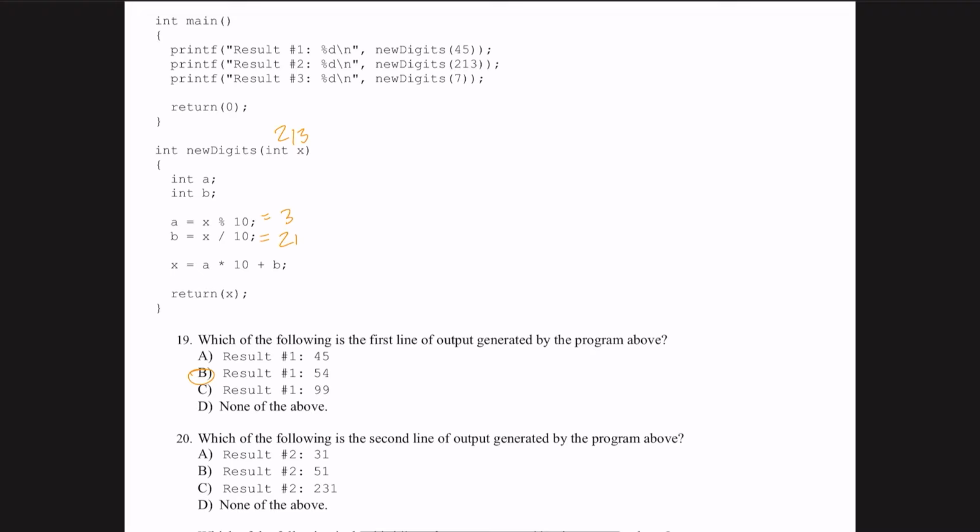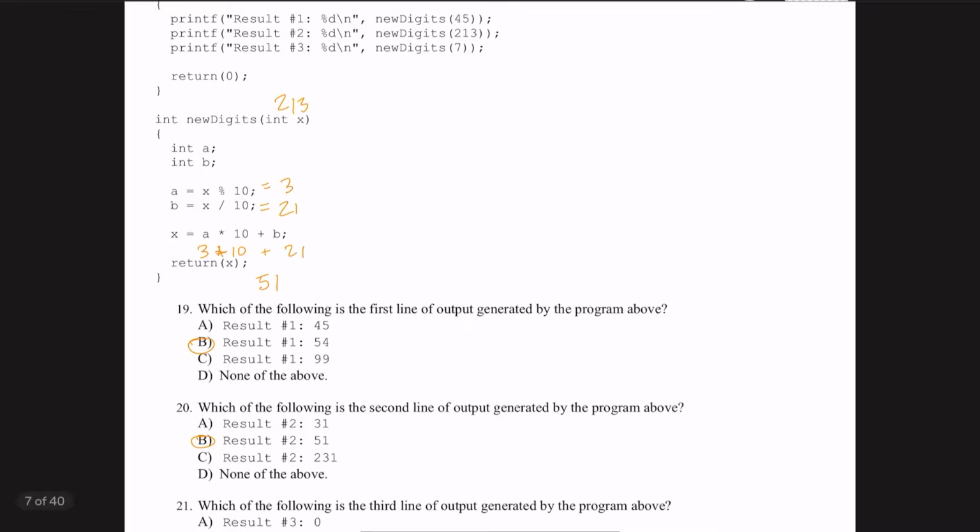So now when we say x is equal to A times 10 plus B, we have 30 plus 21. So our final answer will be 51, or B. Notice that this time we did not just switch the digits because the input number had more than 2 digits. So of course we want to find these shortcuts, but we can't make too strong of assumptions if we don't totally know what the code is doing.